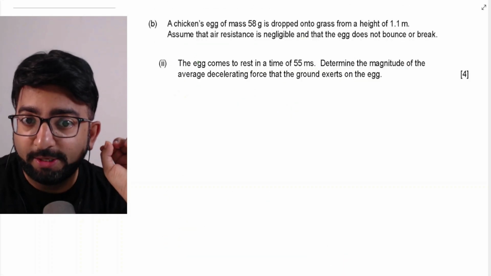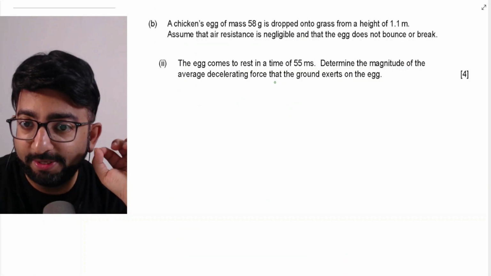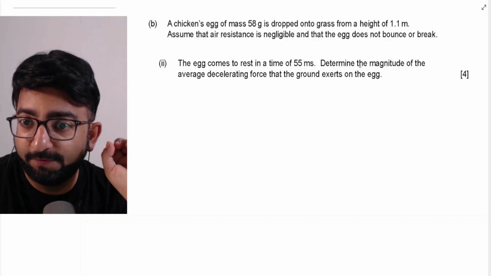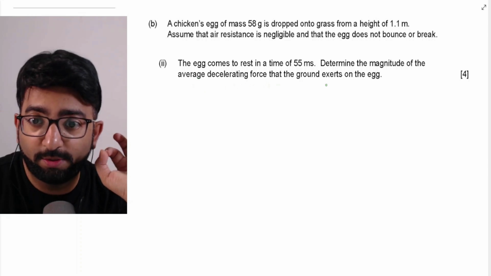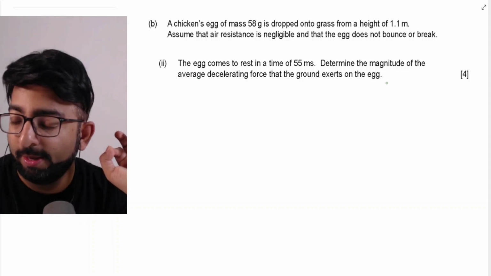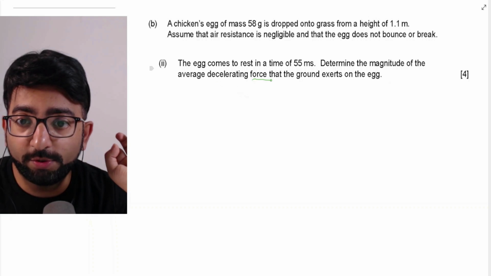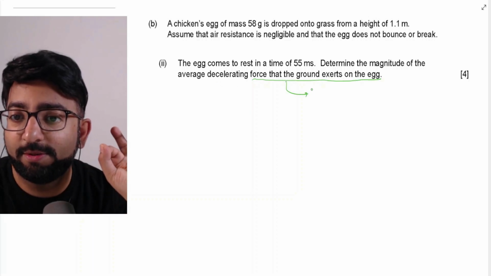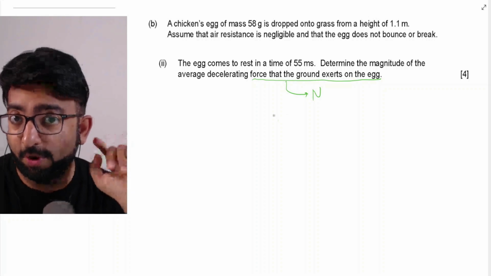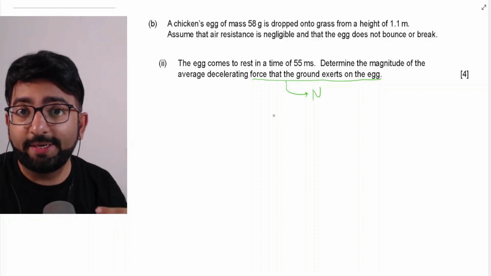In the second part, it is mentioned that the egg comes to rest in a time of 55 milliseconds. We have to determine the magnitude of the average decelerating force that the ground exerts on the egg. So we have to figure out the force that the ground exerts on the egg. By definition, this is the normal reaction, which the ground provides to the egg.